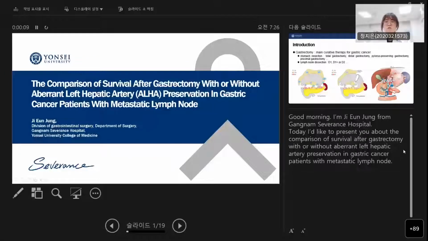Good morning, I'm Jian Jung from Gangnam 7 Hospital. Today, I'd like to present you about the comparison of survival after gastrectomy with or without aberrant left hepatic artery preservation in gastric cancer patients with metastatic lymph node.